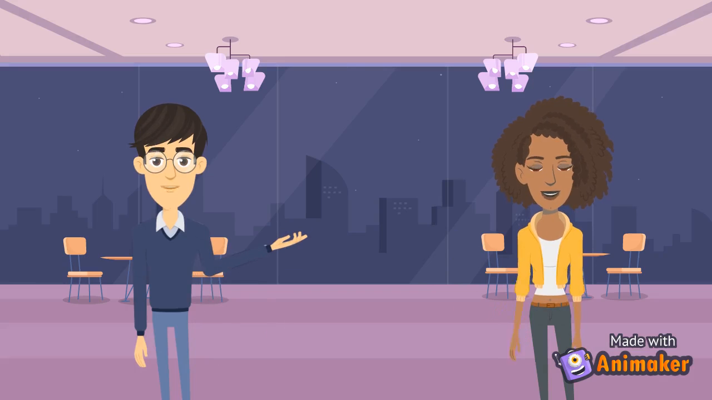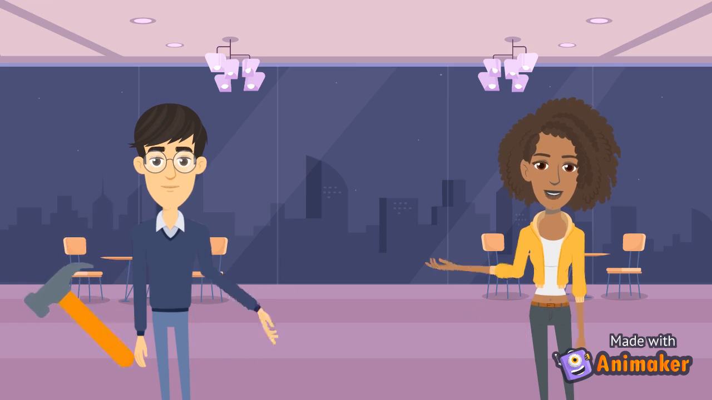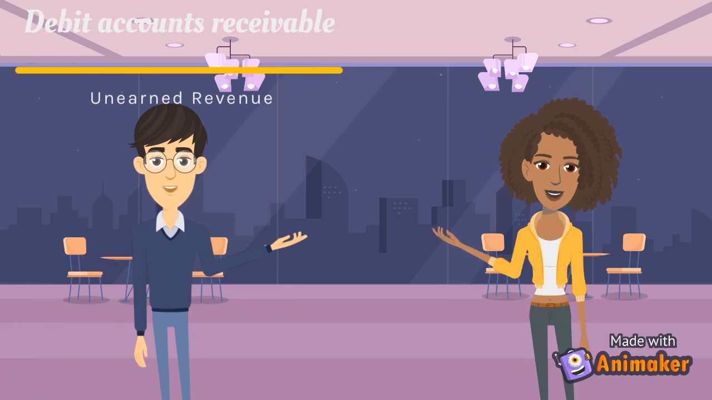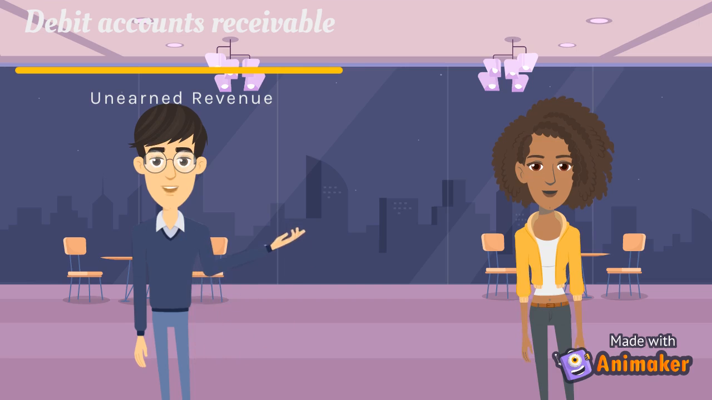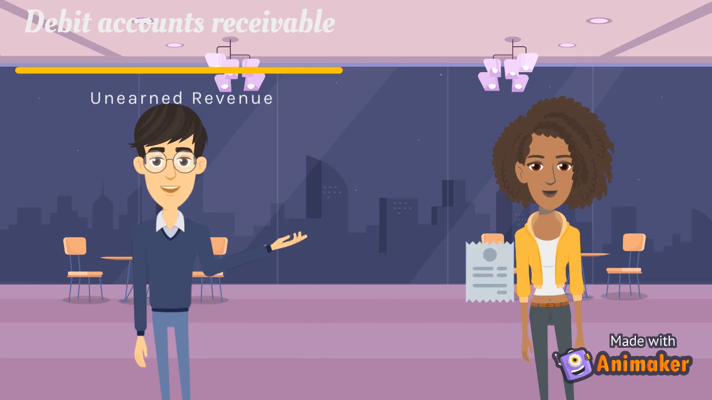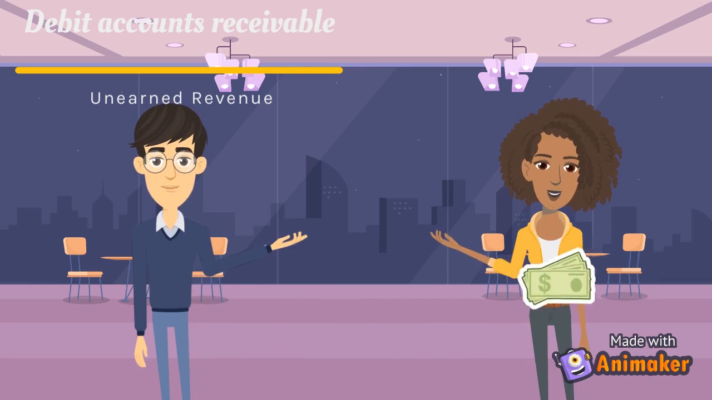David Squeaky Clean Windows this month did a large job for Claire's Cafe, as a whole wall of glass paneling had been shattered from a break-in, receiving $5,000 for the service. David had initially debited his accounts receivable and credited service revenue when he billed his customer. But at the end of the month, once the job was completed, the customer paid the full amount.